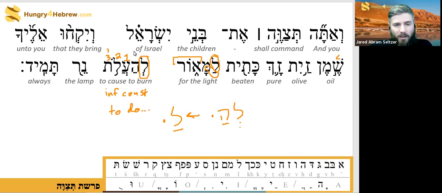The hey at the front here tells us it's causative. Hifil verbs in general are causative, cause something to happen. So causing something to go up. Causing what to go up? The lamp. What does it mean to cause a lamp to go up?